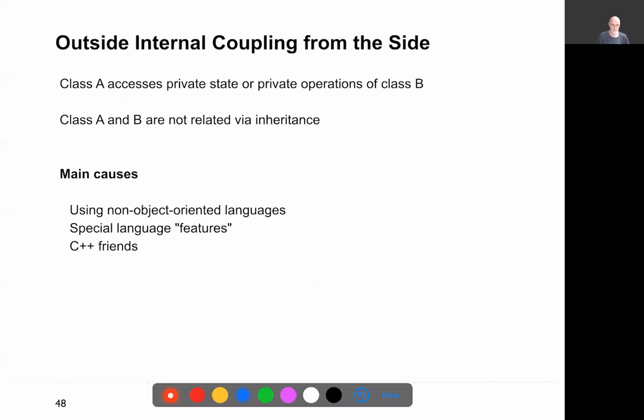Outside internal coupling from the side. You know, we can access the private state operations of another class. People like to beat up C++ for that because they've got friends, but you can do the same thing in Java with reflection.